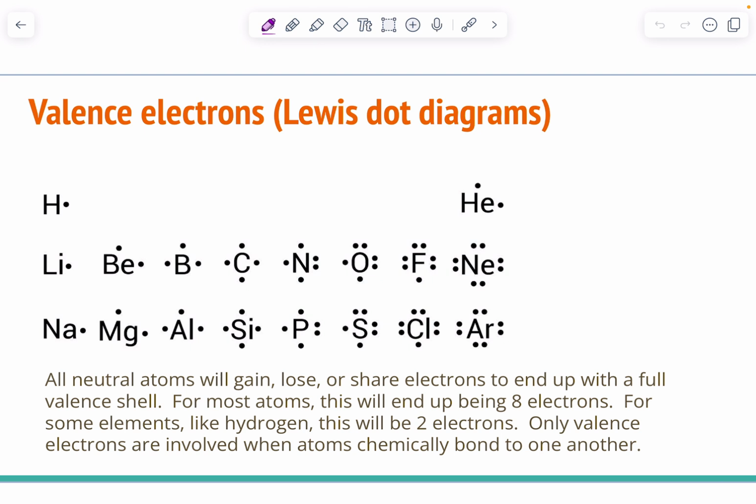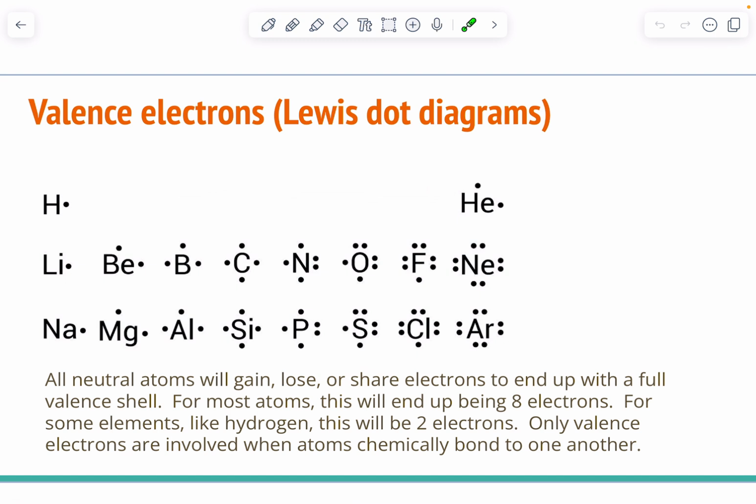Just a reminder that all neutral atoms are going to gain, lose, or share electrons to end up with that full valence shell, the full valence shell being the same number of electrons as the noble gas group. For most atoms, that ends up being 8 electrons. You'll notice that most noble gases have 8 electrons. But for some elements like hydrogen, when hydrogen gains 1 electron, it's going to have the same configuration as helium. So when it shares a pair, it will have the same configuration as helium.